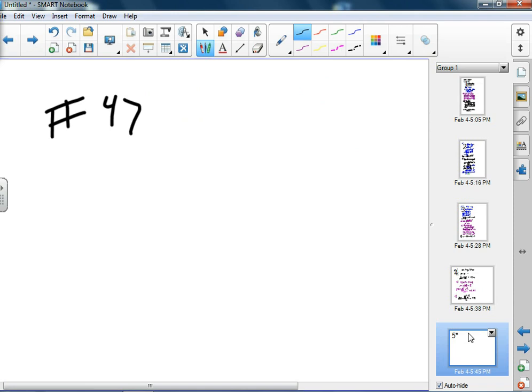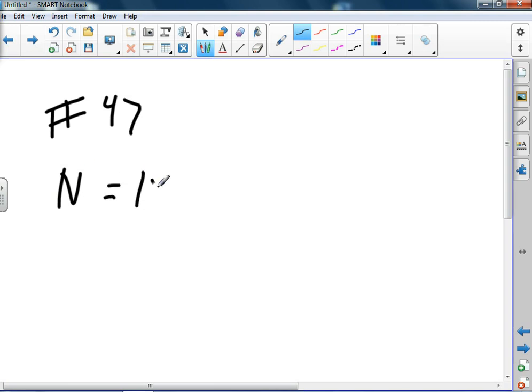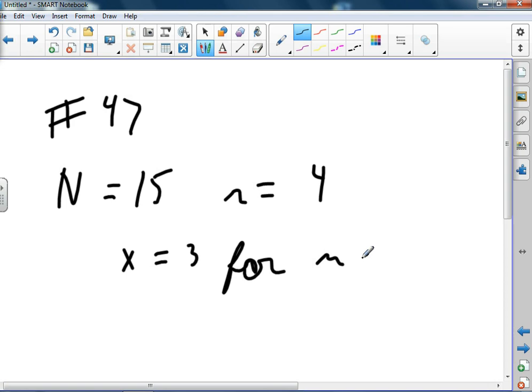Now we get the hypergeometric probability distribution. Just what we always needed. Number 47. Suppose capital N is 15, little r is 4. What is the probability of x equal 3 for n equal 10? Luckily there's only one page between where we were and where we are, so the equation ought to be pretty close.